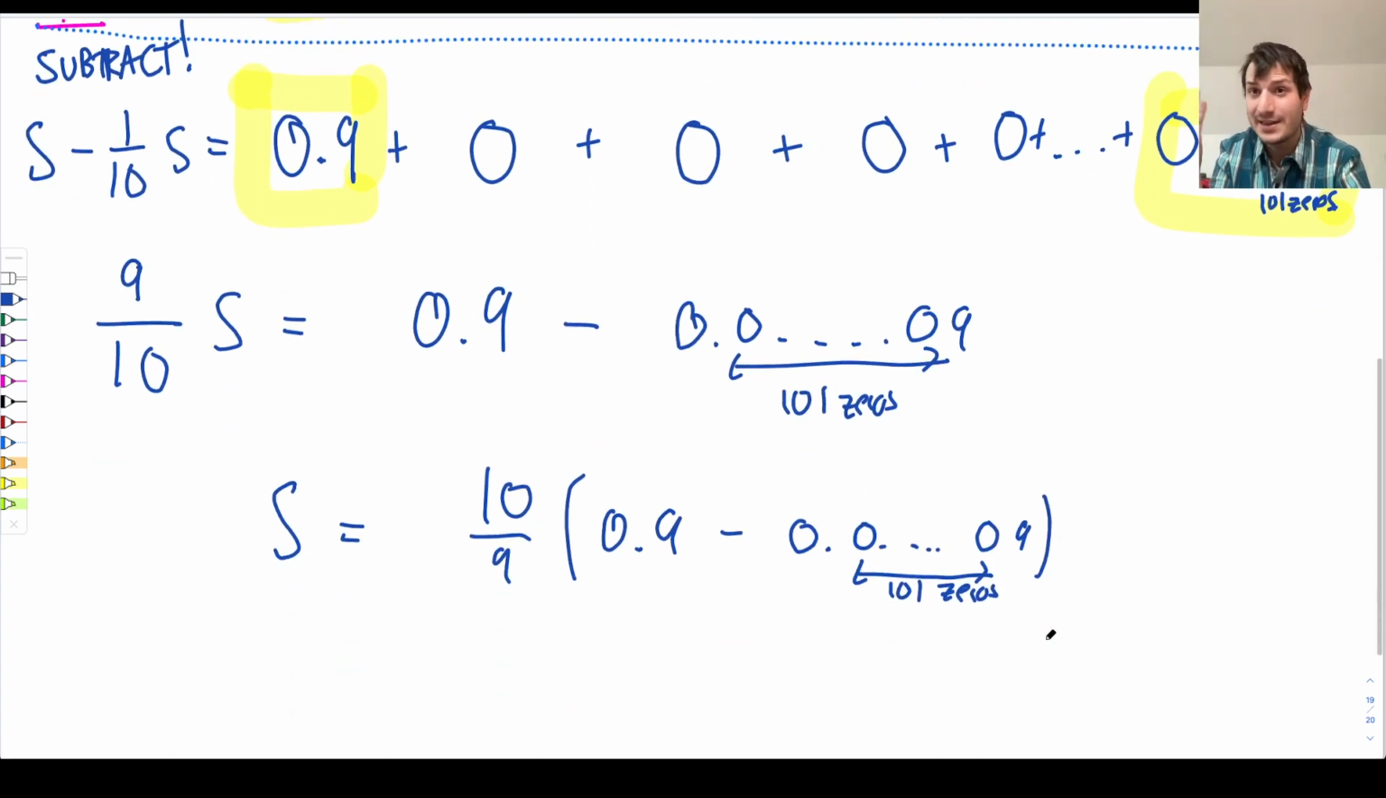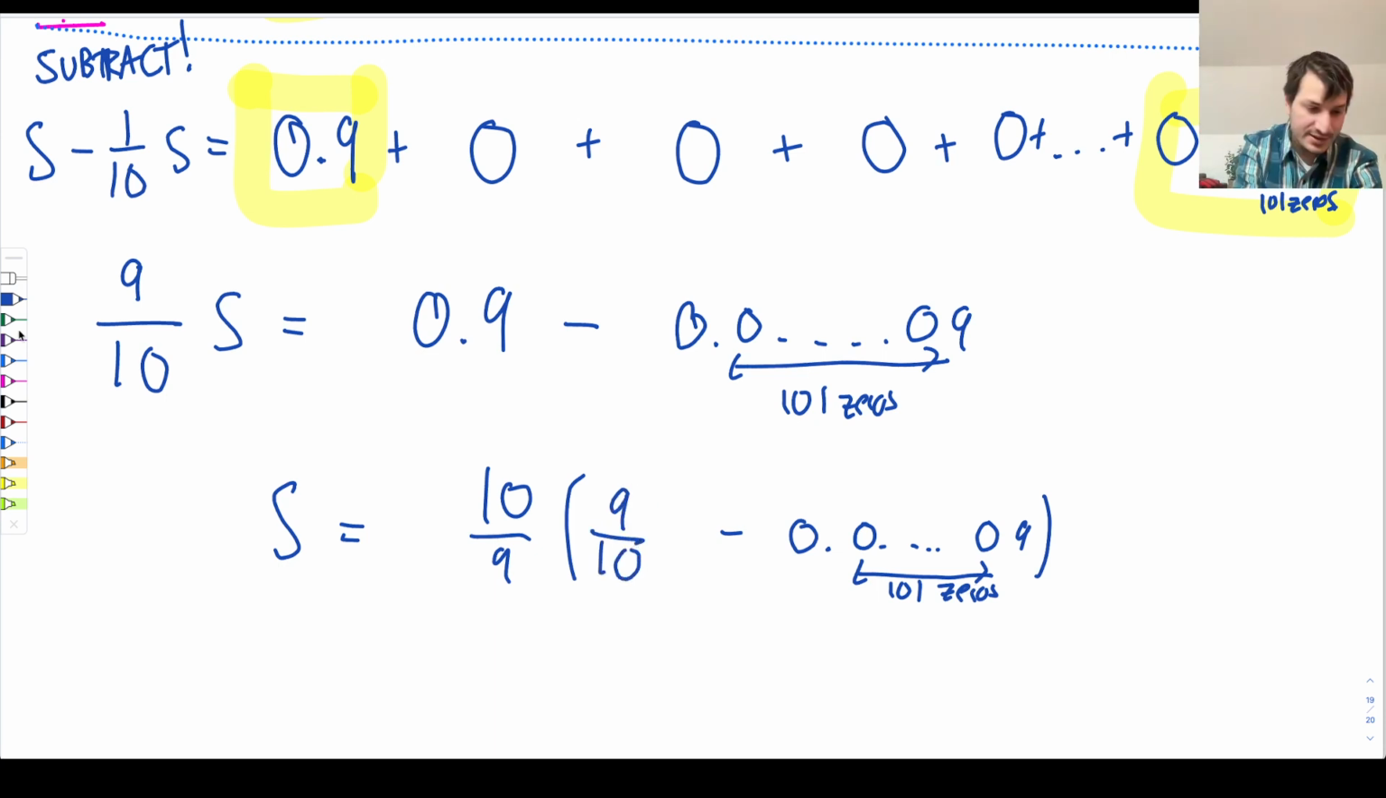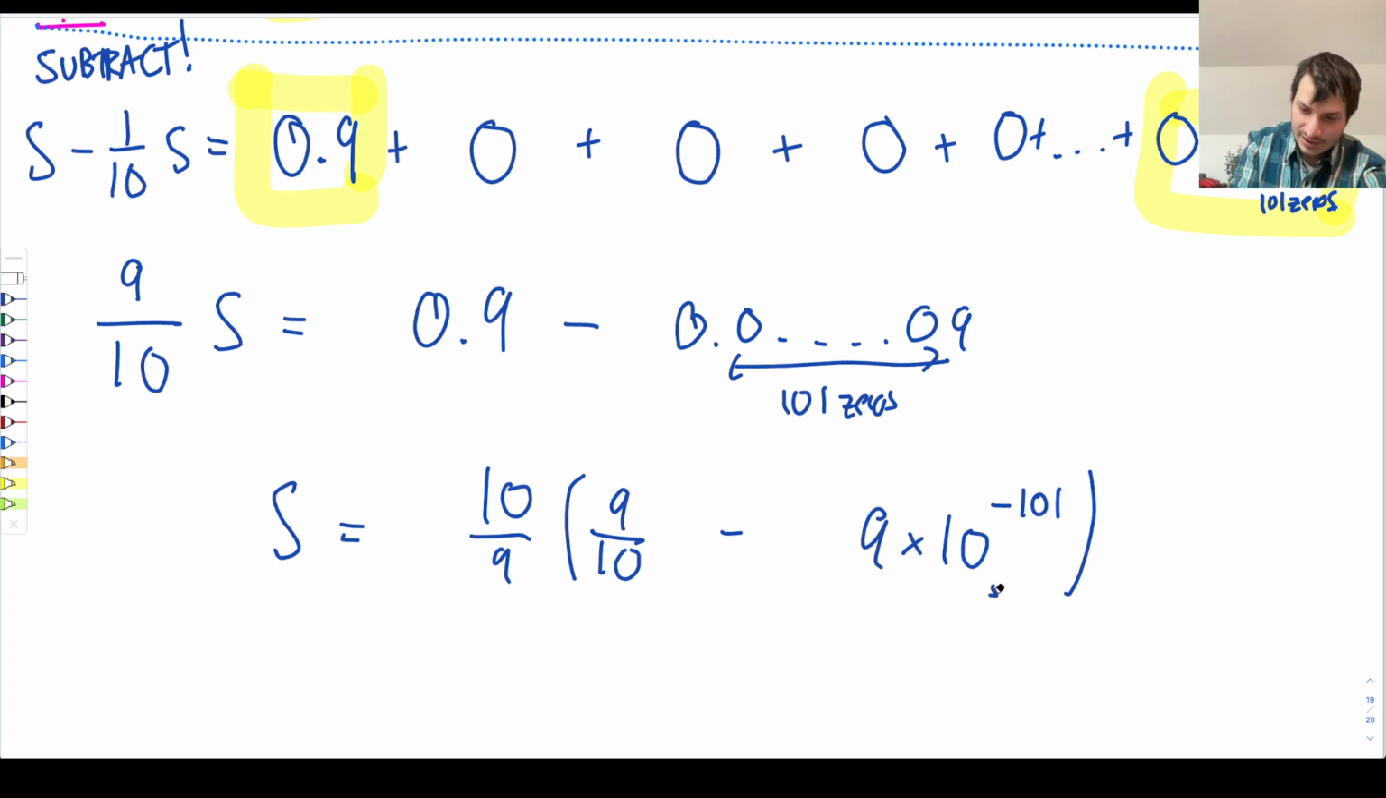And there you go. That's the answer. That's what s is. You can simplify it a bit. 0.9 is the same thing as 9/10. And this thing, 101 zeros, is the same thing in sort of scientific notation. This is 9 times 10 to the minus 101. 101 zeros, and then a 9. Or is it to the minus 102? I guess it's to the minus 102. Okay. So if you write that in scientific notation, it looks like that.